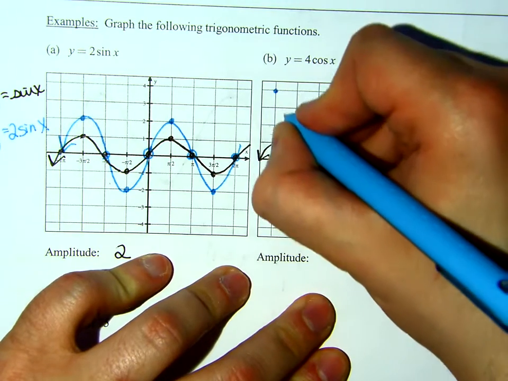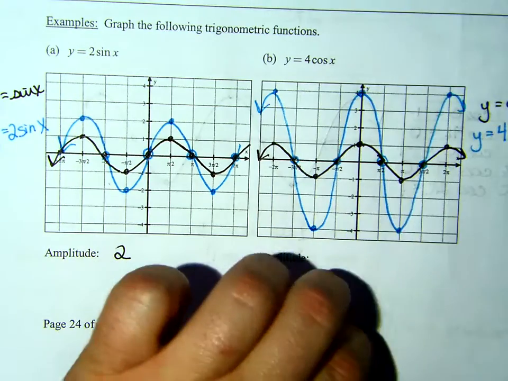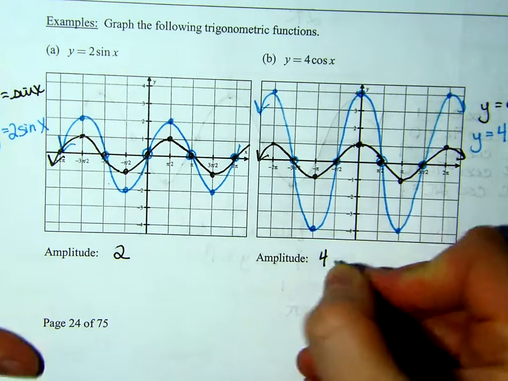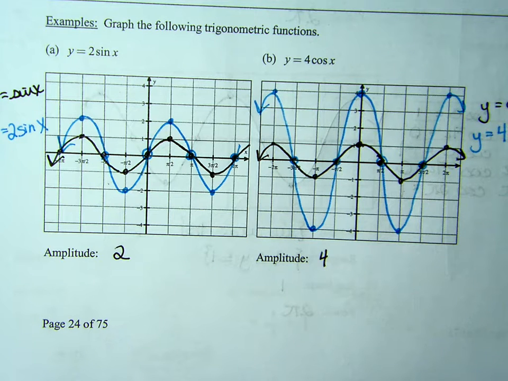After these first few, we're going to see a shortcut that will really let us just skip to the final graph. We won't actually need to start by showing all the details of the parent function. But hopefully your B looks like that. What's the amplitude? 4. I bet some of you are already seeing the shortcut for finding the amplitude. It's not a hard shortcut.